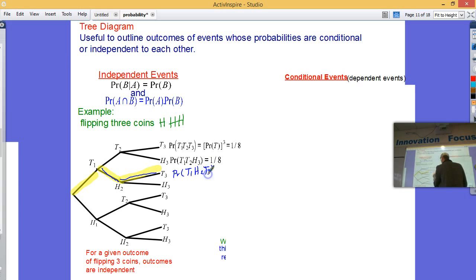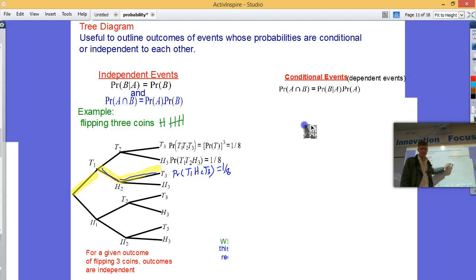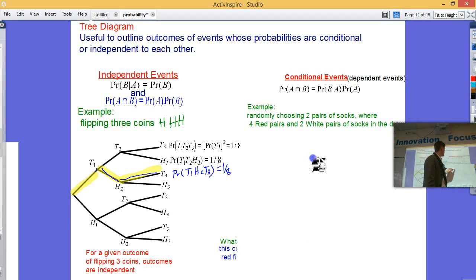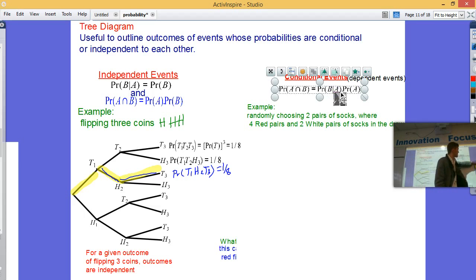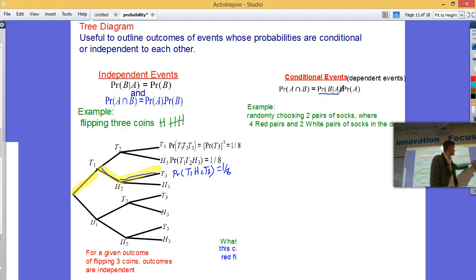And this is just a convenient notation to note down the outcomes we get all together. And again, 1/8. Okay? So what happens now for a different scenario where we've got conditional probability? Let's consider where the intersect of the 2 events is given by this condition on B given that A has occurred.